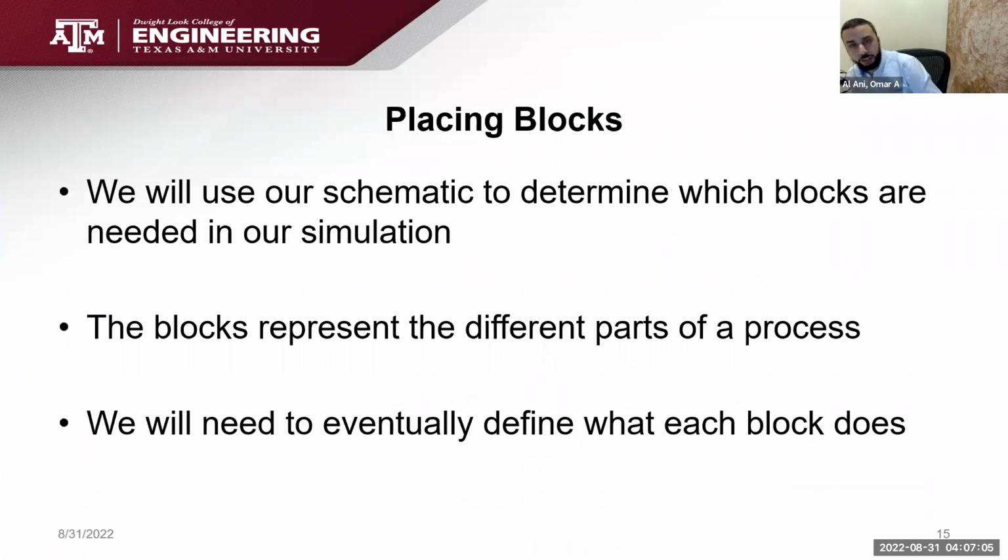So we'll use our schematic to determine which blocks are needed in our simulation. The blocks represent the different parts of a process. So we have a block for a heat exchanger, a block for a turbine, a block for a condenser, a block for a valve. So that's what the blocks are. So first of all, we need to put them into the simulation, and then we'll define what each block does accordingly. And that really depends on the application, but we will get to that.